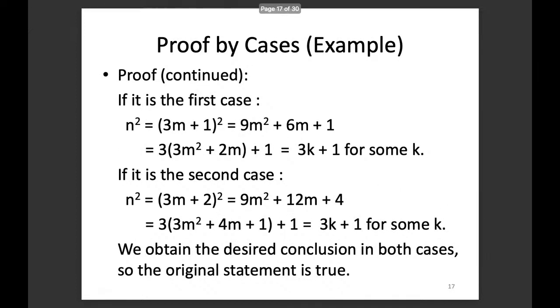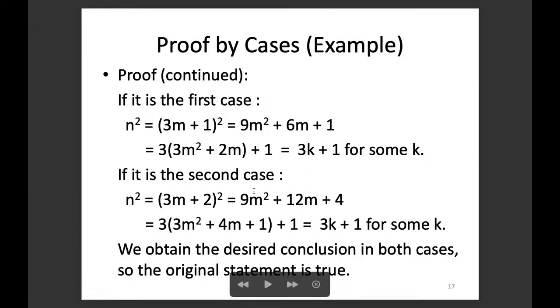Okay, so let's see. If it is the first case, then n squared is equal to 3m plus 1 all squared. Here, m is an integer, so record it. After expanding, it is 9m squared plus 6m plus 1, and then rearranging the terms, we will find that we can write it as 3 times some integer plus 1. So we are done with the first case.